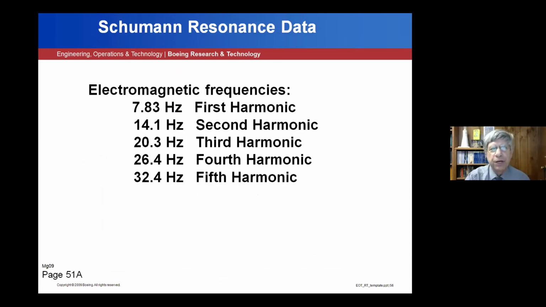Now, moving on, this is the Schumann resonance numbers. He added a fifth harmonic, a 32.4. Tesla's numbers disappeared for many years, and about 1950, a guy by the name of Schumann started doing some research and essentially rediscovered Tesla's numbers.